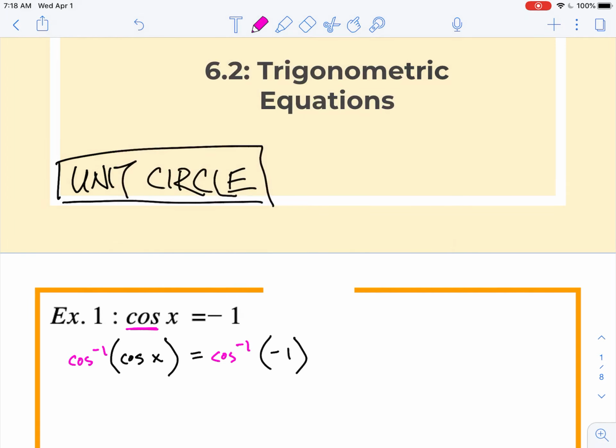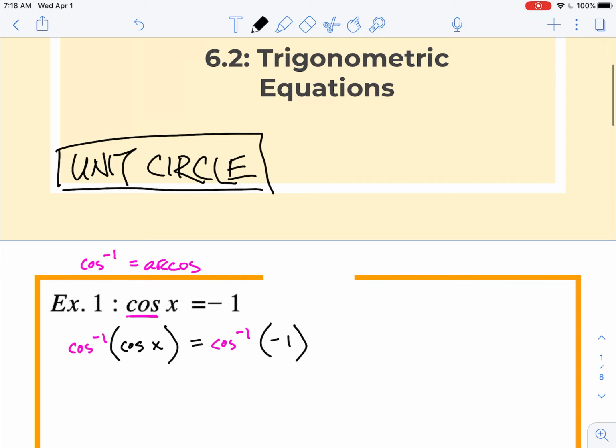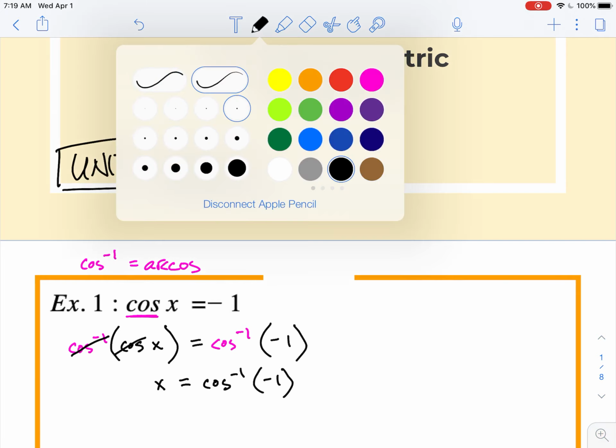You might have also heard inverse cosine as arc cosine. Every instructor has a different preference, different textbooks have different preferences, but arc cosine and inverse cosine are the same thing. Okay, so why is that useful to us? It's useful to us because this arc cosine and the cosine are just going to leave us with the x on the left-hand side. And then what we really need to find out is what is the inverse cosine of -1.